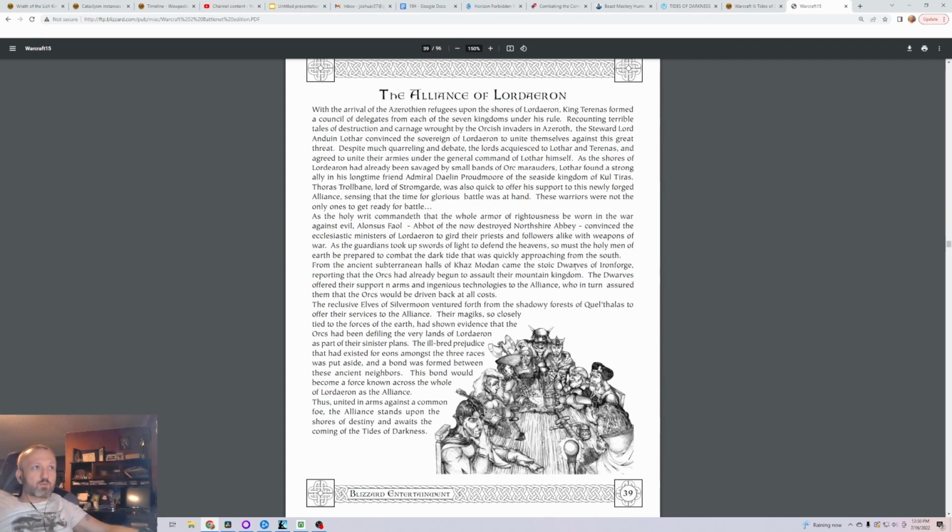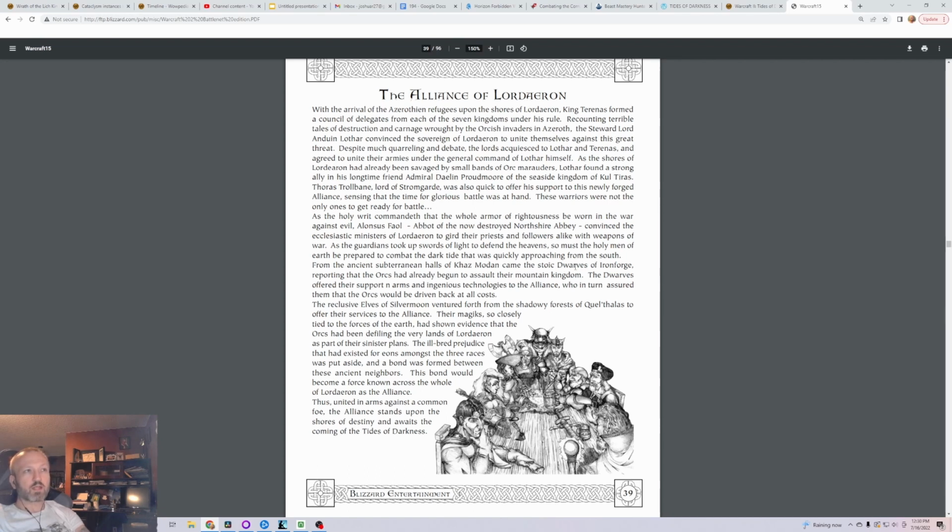With the arrival of the Azerothian refugees upon the shores of Lordaeron, King Terenas formed a council of delegates from each of the seven kingdoms under his rule. Recounting terrible tales of destruction and carnage wrought by the orcish invaders in Azeroth, the steward lord Anduin Lothar convinced the sovereigns of Lordaeron to unite themselves against this great threat. Despite much quarreling and debate, the lords acquiesced to Lothar and Terenas and agreed to unite their armies under the general command of Lothar himself.